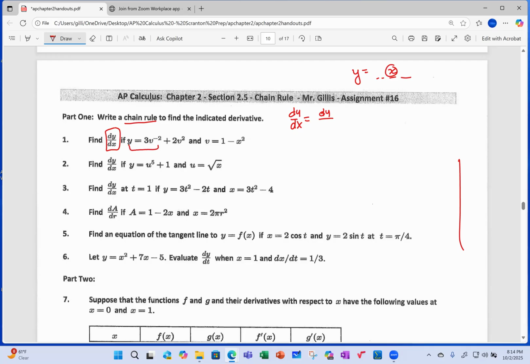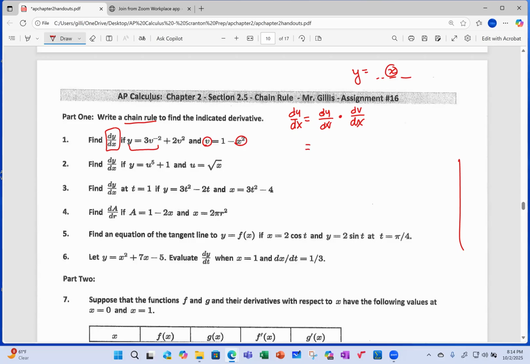But this y equation is in terms of v. So if I take the derivative of y with respect to v, that would be dy/dv, times the derivative of v, this equation, but with respect to x. And you can see you have a valid chain rule if you think of these differentials dv dividing out, and we have dy/dx equals dy/dx.